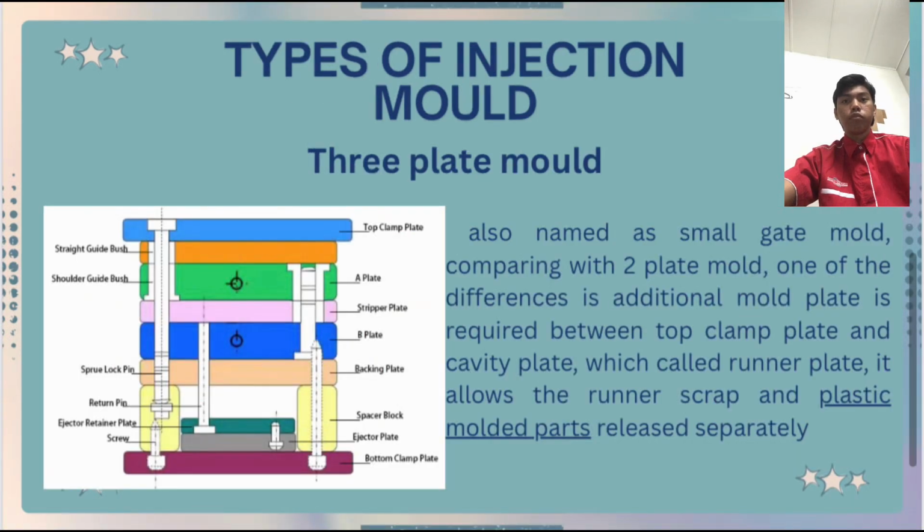Type of injection mold. Three-plate mold, also named small gate mold. Comparing with two-plate mold, one of the differences is that an additional mold plate is required between the top clamp plate and cavity plate, which is called the runner plate. It allows the runner scrap and plastic molded part to release separately.